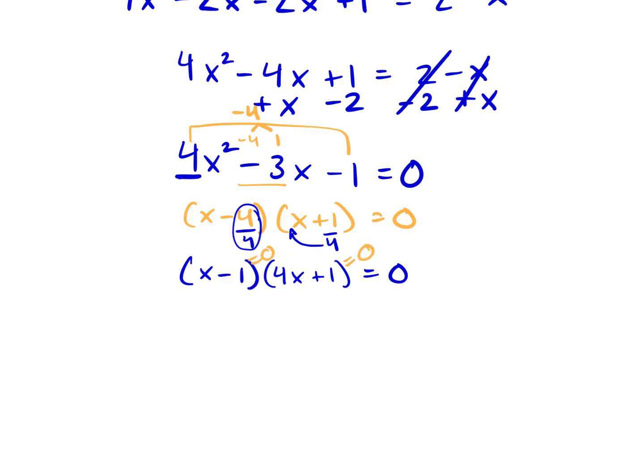So we just need to solve x minus 1 equals 0. What would x equal? 1, perfect. And then 4x plus 1 equals 0. Subtract 1 to move it to the other side, and then divide by 4. We get x equals -1 over 4.